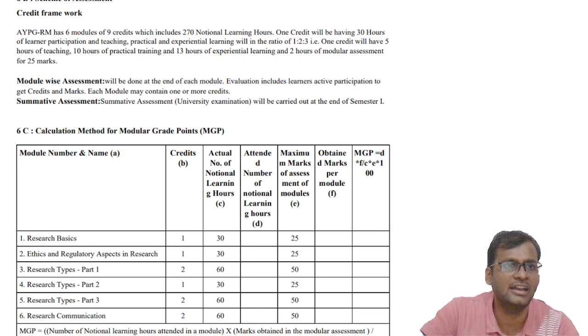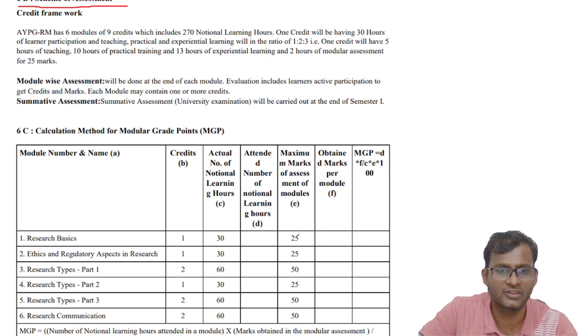Then next, in the previous slides you also saw table 6. The modular assessment should be done based on table 6. Here once again we can see the first module has 1 credit, the second module also 1 credit, the third module 2 credits, the fourth module 1 credit, then the fifth one is 2 credits, and the sixth one is also 2 credits. A 1 credit module has 25 marks, and a 2 credit module has 50 marks.